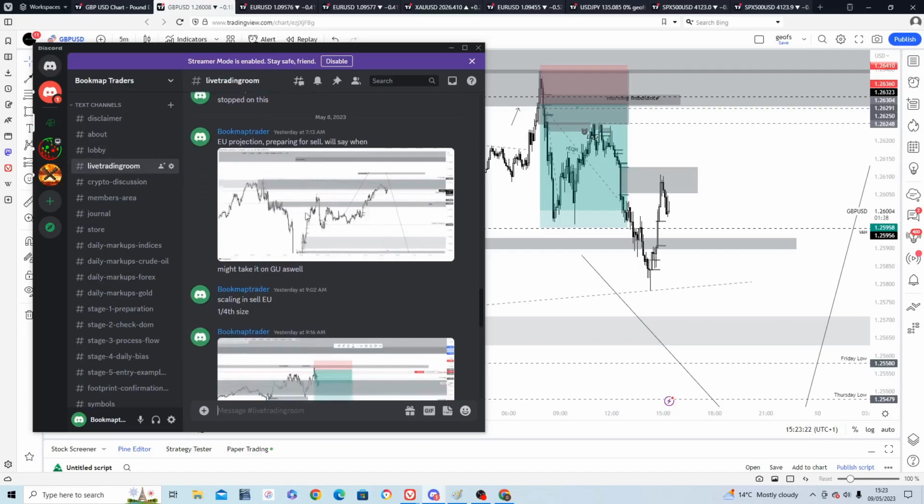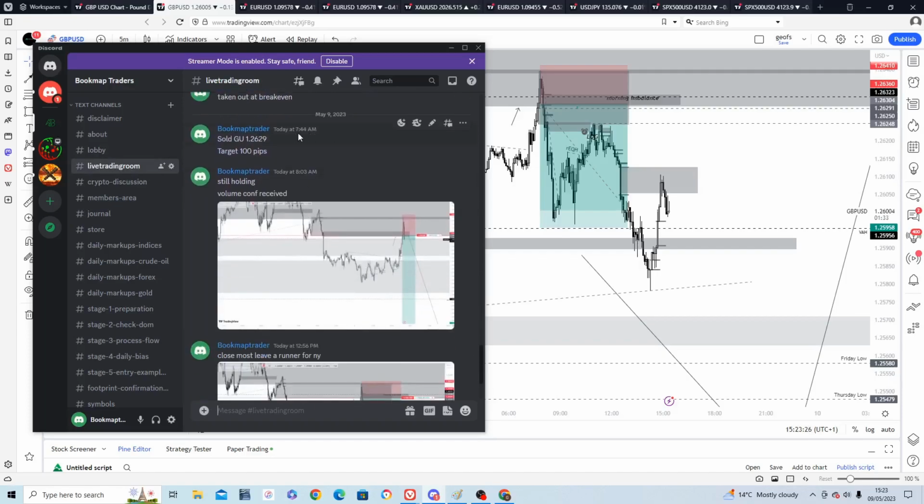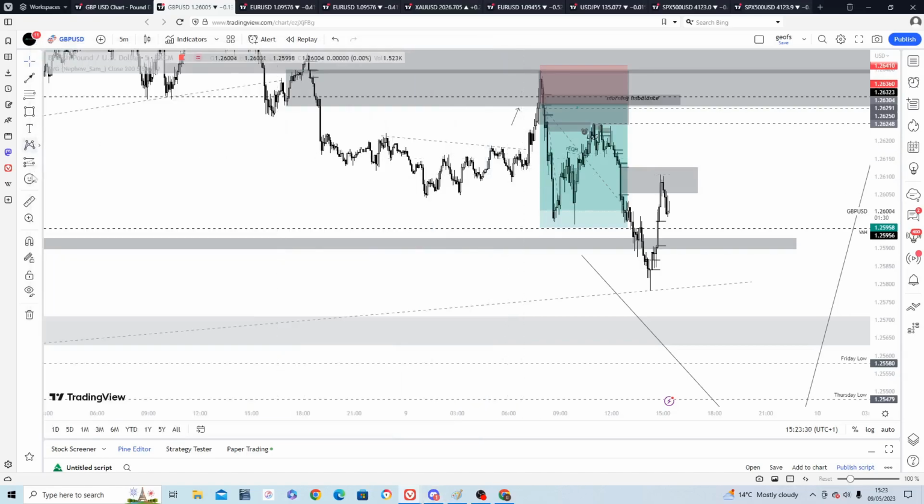Going to the live trading room. Okay, sold GU 7:44 a.m. Target 100 pips. That was a bit ambitious. I didn't hold for the full amount. There you are, 744. Entered a little early.